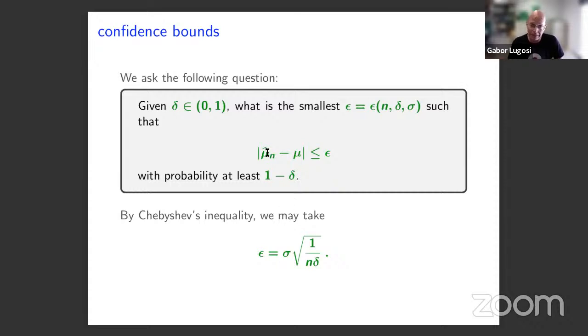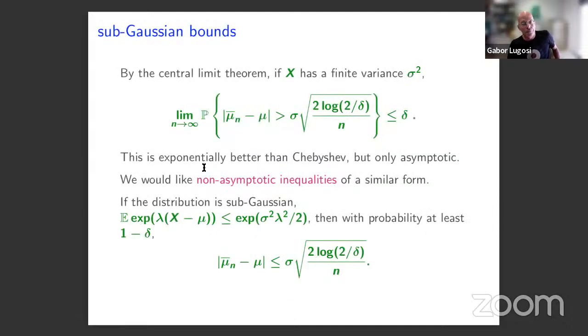Of course, if we take the empirical mean, then we can use Chebyshev's inequality, and then we can take this epsilon to be sigma over the square root of n times delta. But this is not the best one can do. And the central limit theorem gives us some intuition.